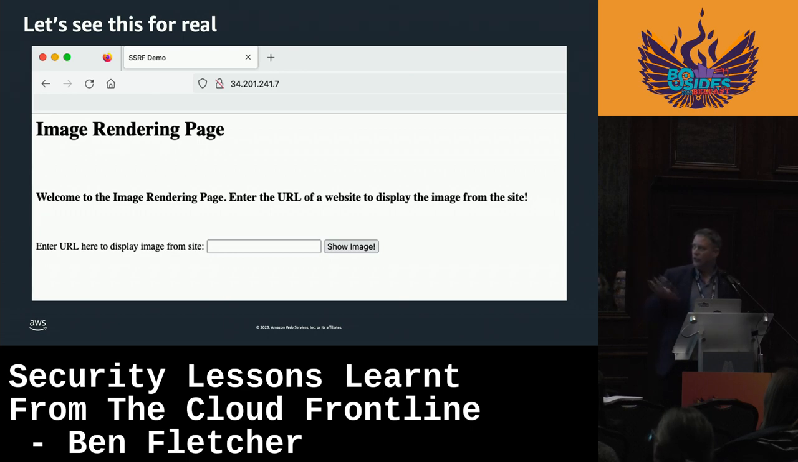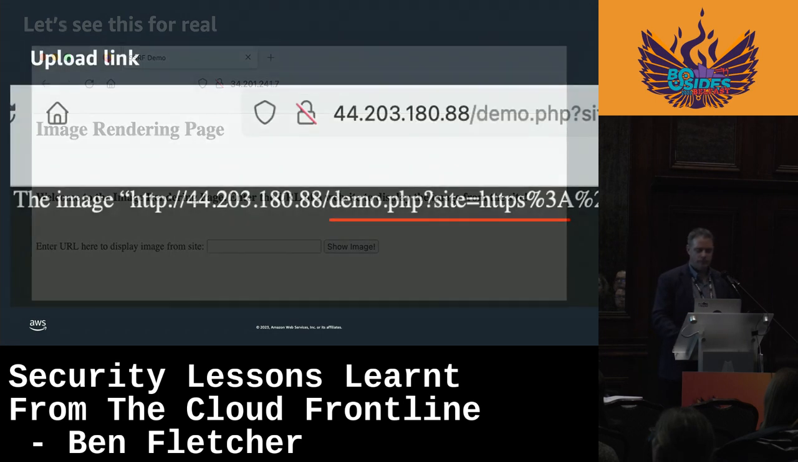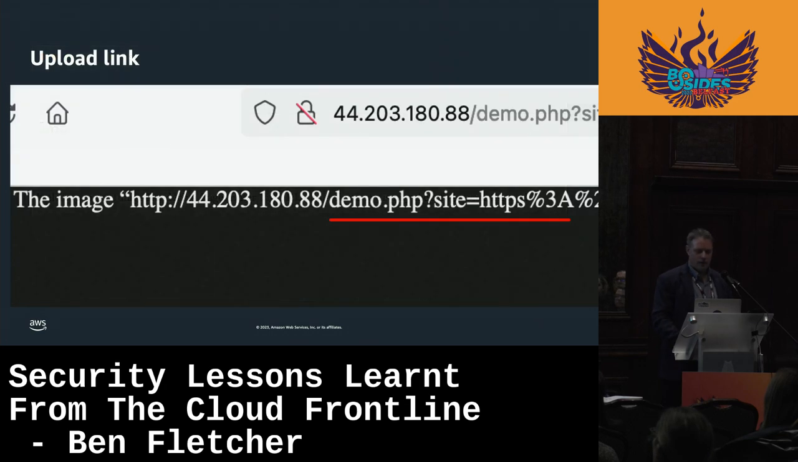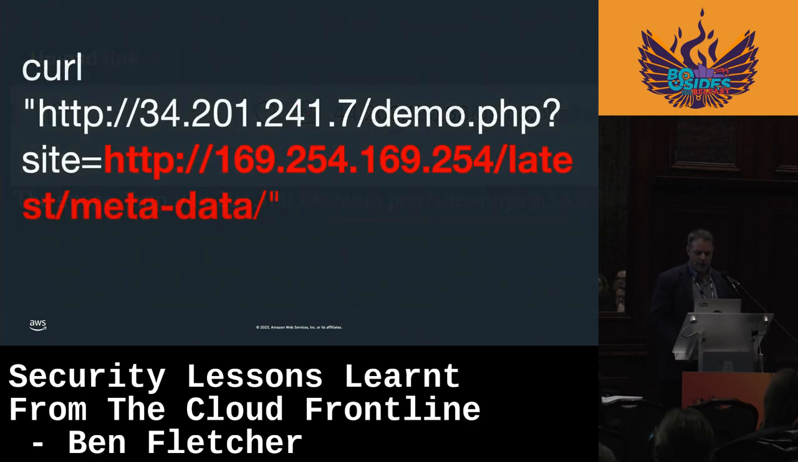It's amazing. What you do is you upload your image there. You actually upload the URL of that image. And what you get in return is this strange URL. But you see that demo.php question mark. So I wonder what you could do if you could actually craft this slightly different.